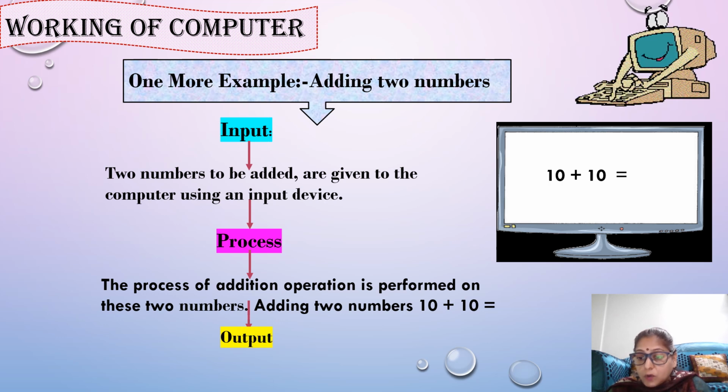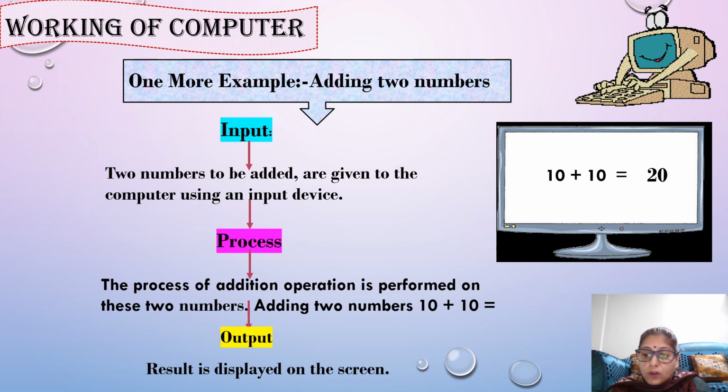Here output means the result is displayed on the screen. You can see, children, 10 plus 10 equals 20, right? 20 is the result, means 20 is the output. So this is called the input, process, output cycle. Understand, children? Okay.